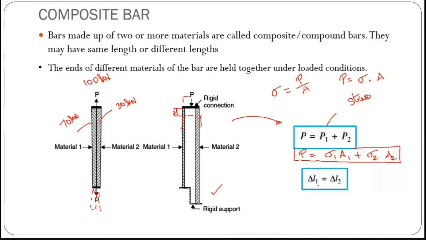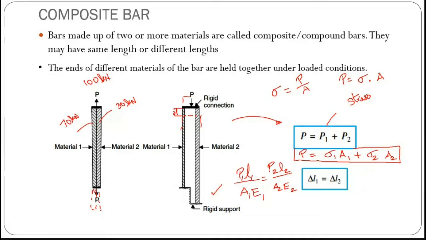Similar to that, let me change the other formula where change in length is equal to change in length. What is the formula for change in length? It is P L by A E. This is my formula. In that case, I can write this like this: P1 L1 by A1 E1 is equal to P2 L2 by A2 E2. So two change in lengths, I'm writing it like this. So this is for force.